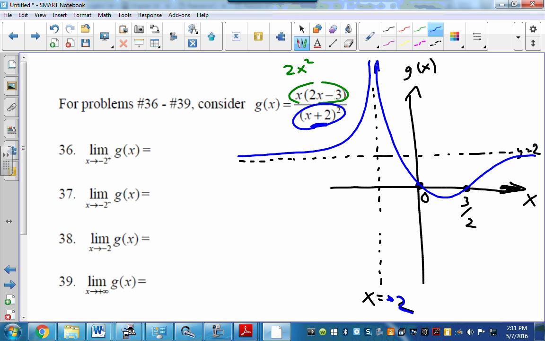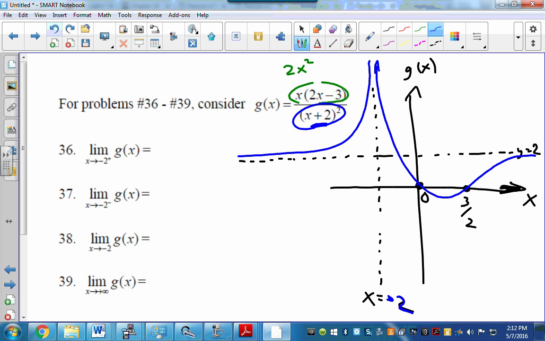Remember, some students were really confused about crossing this horizontal asymptote. The horizontal asymptote refers to the end behavior, nothing about the stuff in the middle. So in fact, there is no problem at all about crossing that horizontal asymptote as many times as you need to. Okay, so there's our picture, and now we can answer these questions pretty easily.